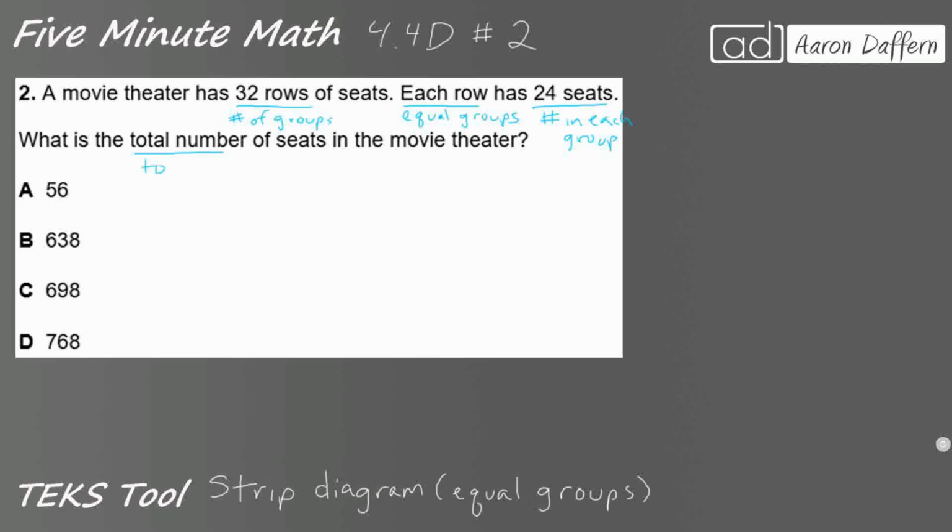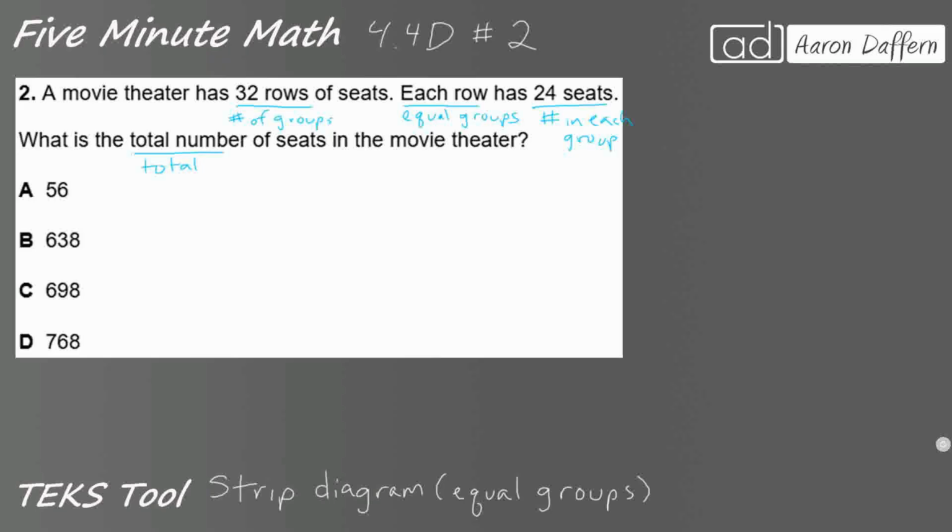That's our unknown. So when we are looking at a problem, we have the number of groups, we have the number in each group, and it's already said it's equal groups. We're looking for the total, that means it's multiplication. If they give you the total and you have to find the number of groups or the number in each group, that means you're looking with division.